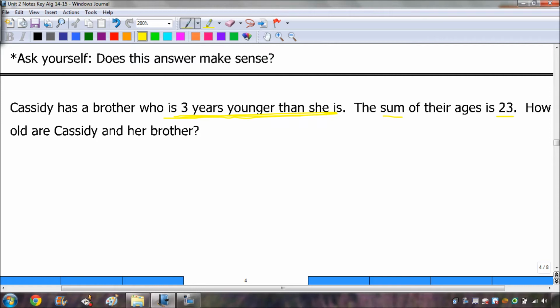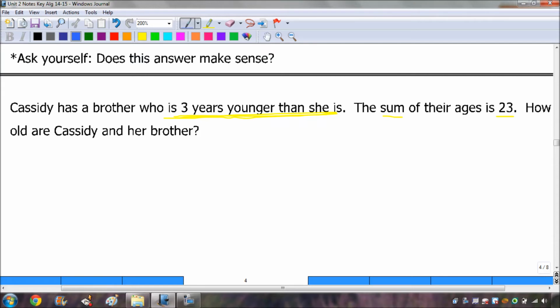So in order to figure this out, we go to step 2, which is, what do we even want to know? We want to know how old Cassidy is, and we want to know how old her brother is. Step 3 is to draw a picture. Drawing a picture isn't really going to help us out in this problem, so we'll go to step 4, which is to write let statements.